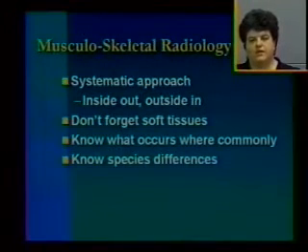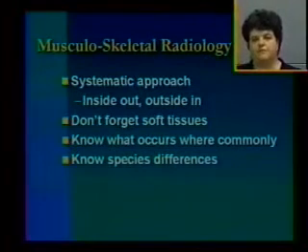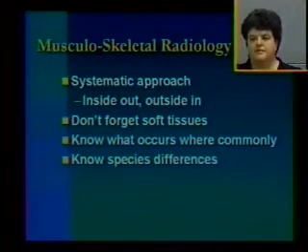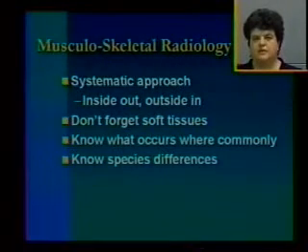Then with musculoskeletal radiology, it's important to know what occurs where commonly, because different species have different diseases and they occur in different places. That's something that you really need to set straight in your head. A particular example is osteochondrosis, which the distribution is very different in the dog than it is in the horse.